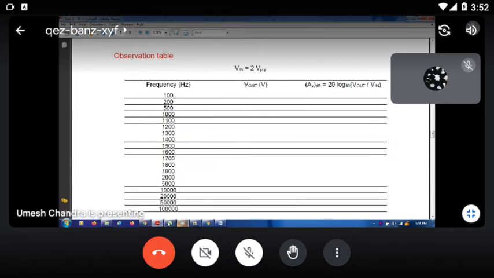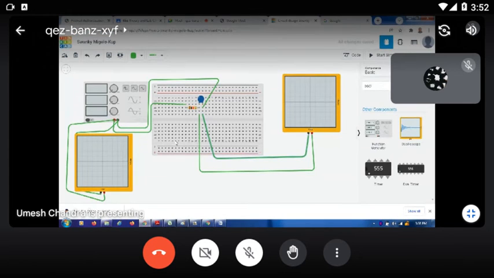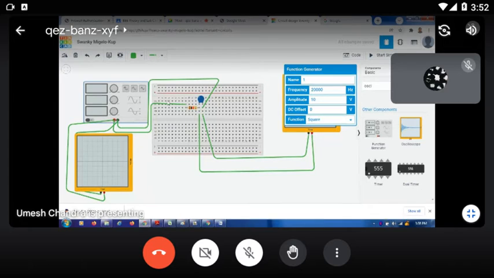Then similarly you design the circuit by using Tinkercad here. Same circuit. This is the integrated circuit and it is known as your low pass filter circuit. In the low pass filter circuit you give the sinusoidal signal. And what is the frequency?